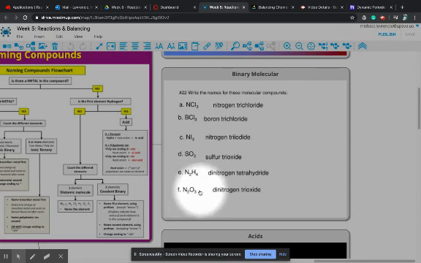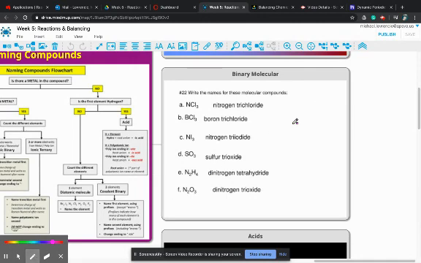So again, the only time you don't use a prefix to indicate the subscript is when the first element has a subscript of 1. If the second element has a subscript of 1, you'd most certainly use the right prefix. So for instance, NO would be nitrogen monoxide. So we use that mono prefix to indicate there's one oxygen, okay, and change the ending.